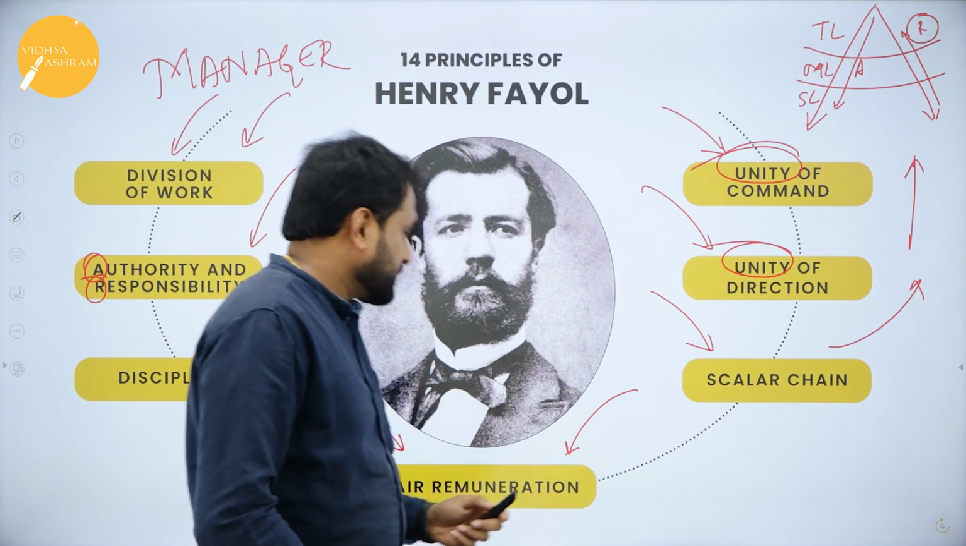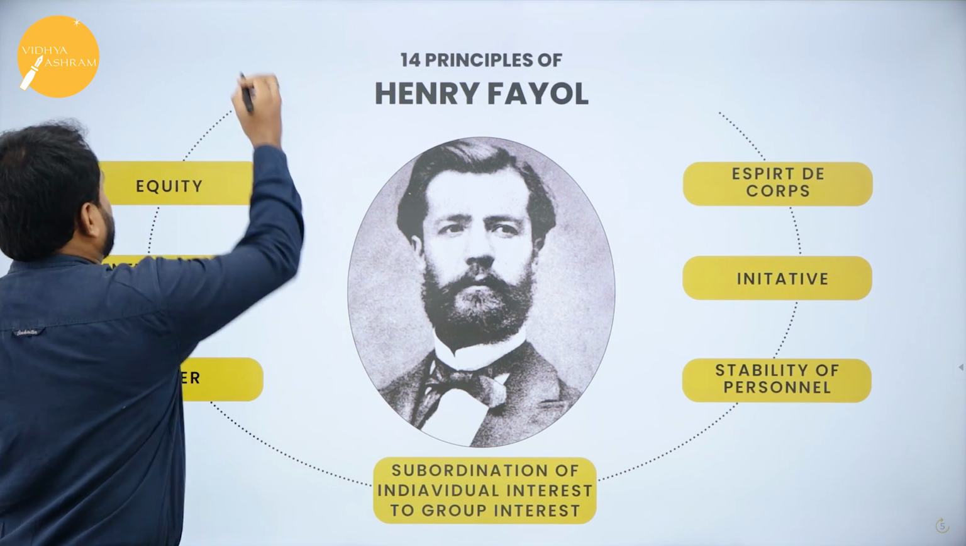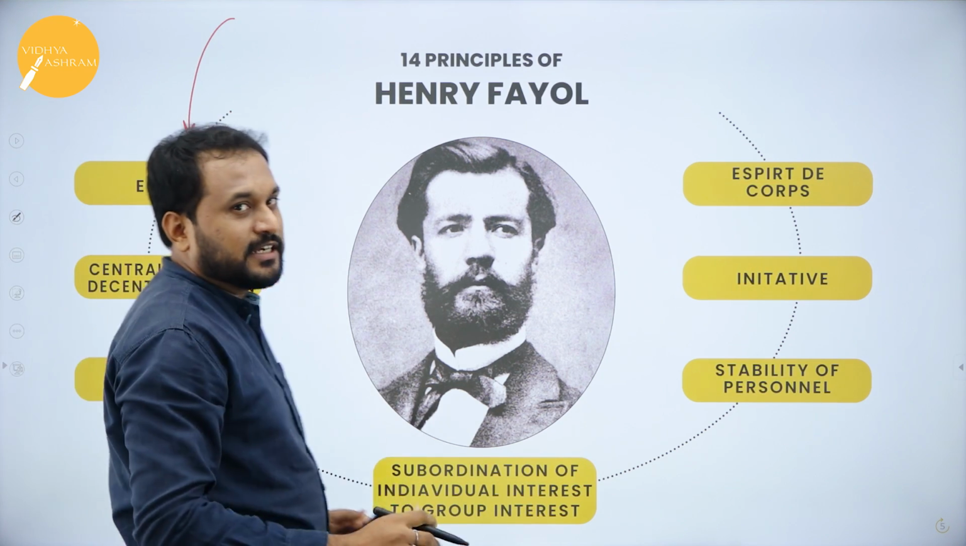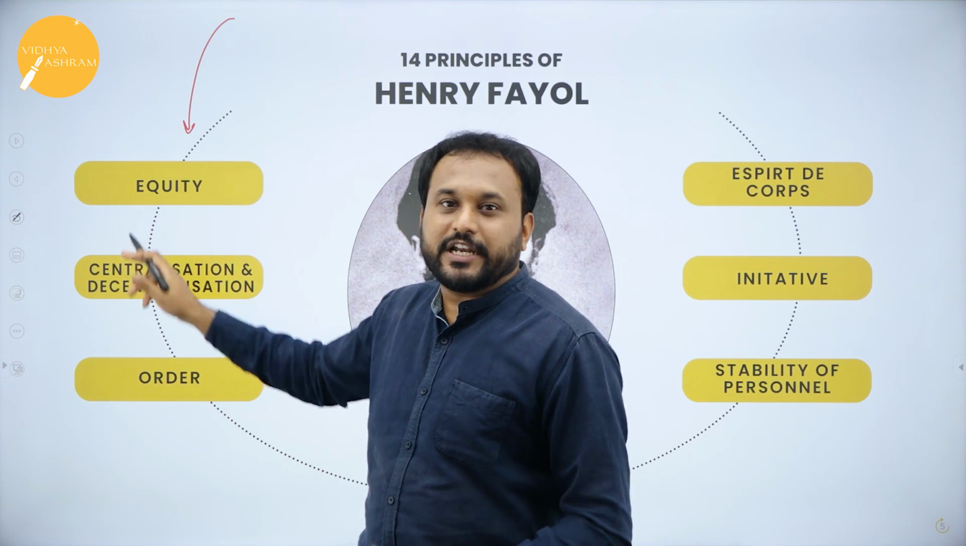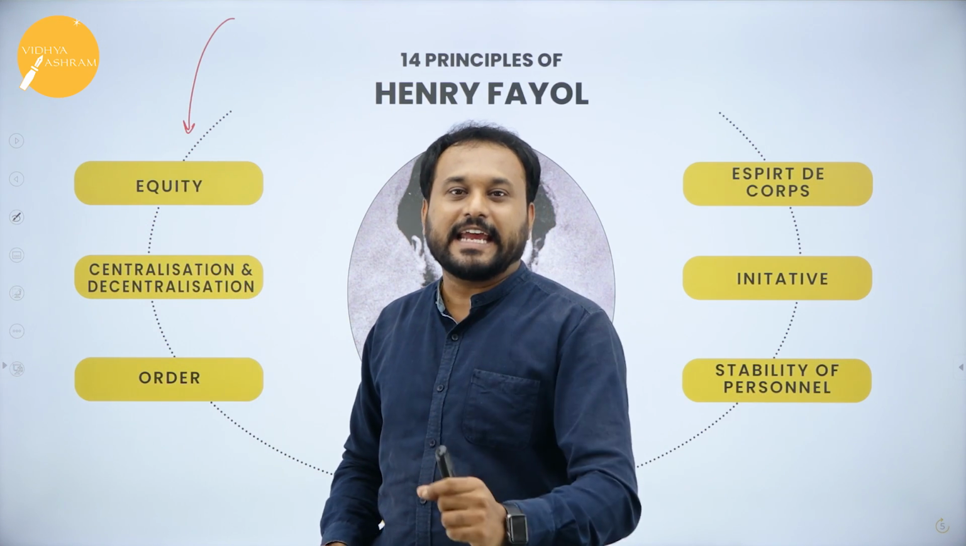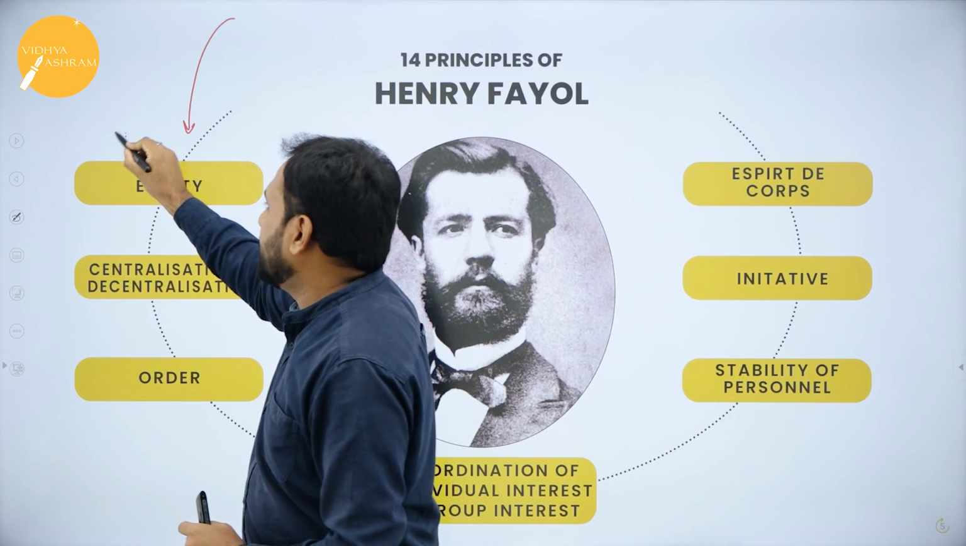Moving on, the next is the 8th one. E for 8, E for equity. Easy to remember. E for 8, E for equity. This is the 8th one.